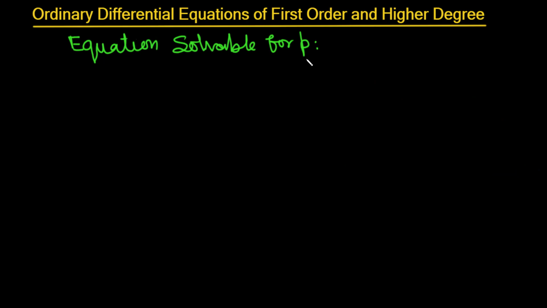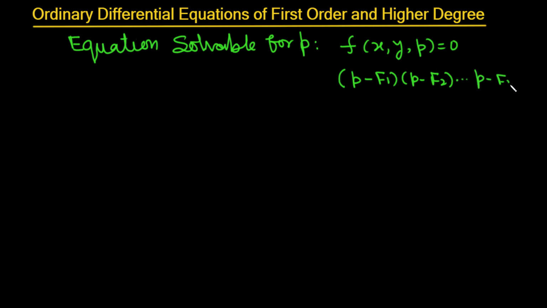Equation solvable for p. What does it mean? Suppose this is an nth degree, first order ordinary differential equation, and if possible, we factorize it into n factors of p, say p minus f1, second factor p minus f2, and so on, p minus fn equals 0, where f1, f2, fn, etc. are functions of x comma y.